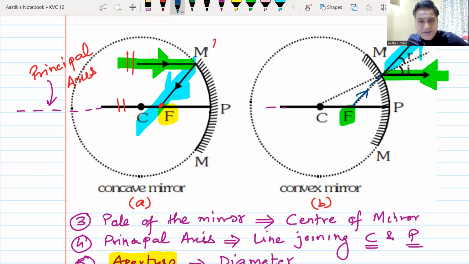It is a point from which the reflected rays seem to appear when the incident rays are parallel to the principal axis. That point on the principal axis is known as the focus or principal focus of the convex mirror. Do we understand this? Yes, sir. That is the definition of principal focus.